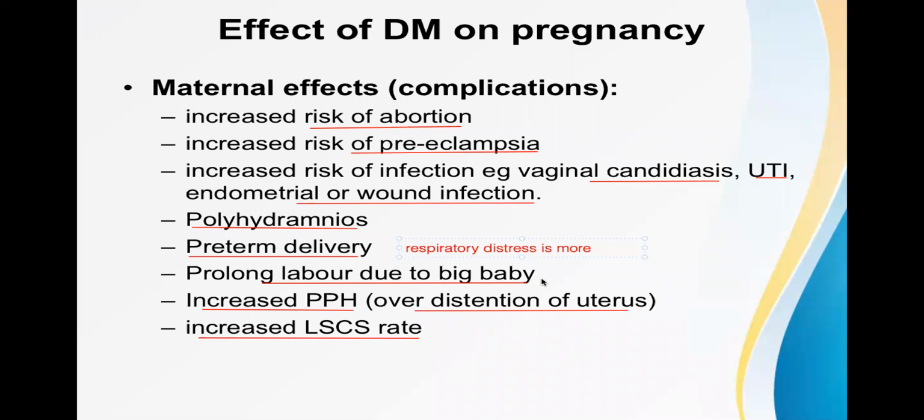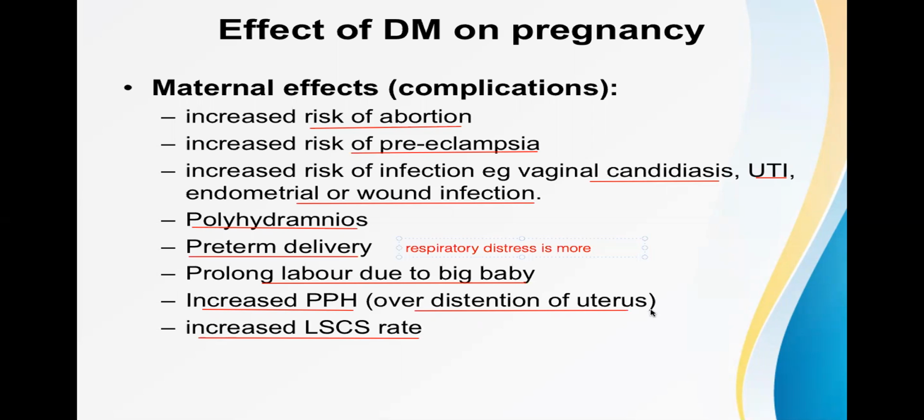Prolonged labor due to big baby. This is a macrosomic baby, more than 4 kg. So it is difficult to deliver. Even if you try vaginal delivery, there is definitely a chance of prolonged labor. Vacuum delivery may fail. Forceps delivery may fail if you try. So the ideal way of delivering this type of baby is cesarean section. There is no doubt about it. But prior diagnosis has to be made.